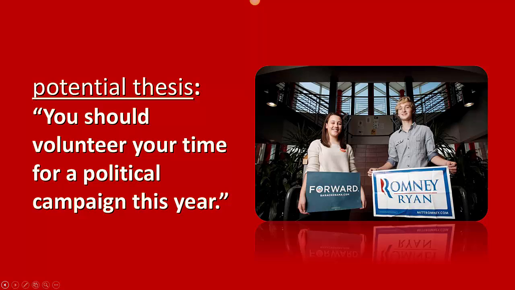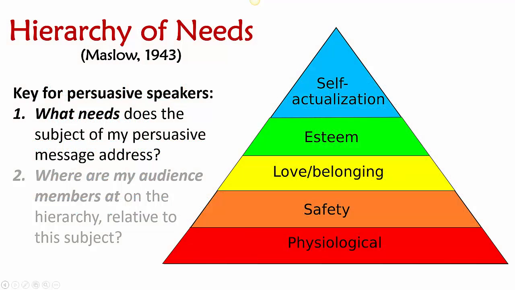Now, the thing is, though, not everybody in this audience of college students, in fact, perhaps most of the audience, won't necessarily see a direct and personal connection between what's going on in political campaigns and what they're doing in their day-to-day. So we can use Maslow's hierarchy to see if we can get at some of those things that will motivate the students to want to get involved because they see it as something that will fulfill needs that they have. The first thing I need to consider, what needs does the subject of my persuasive message address?